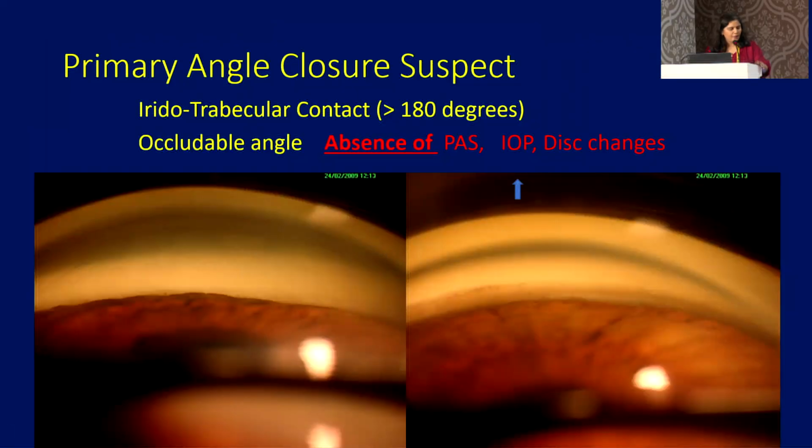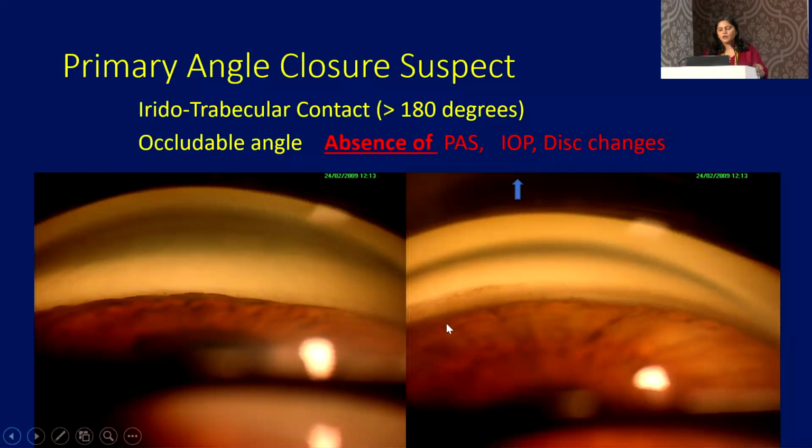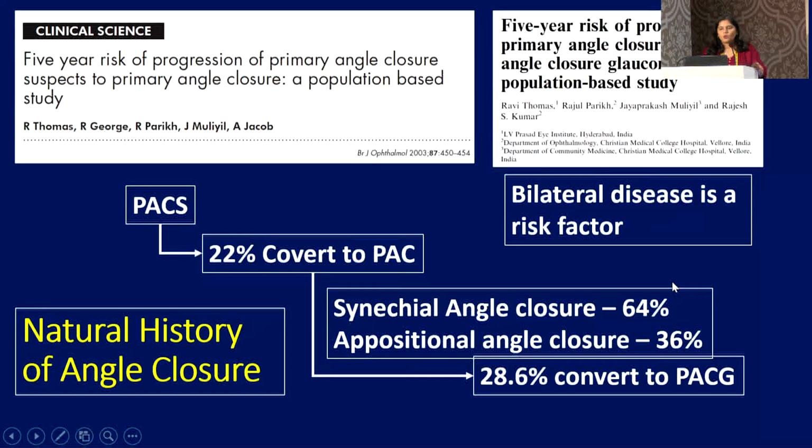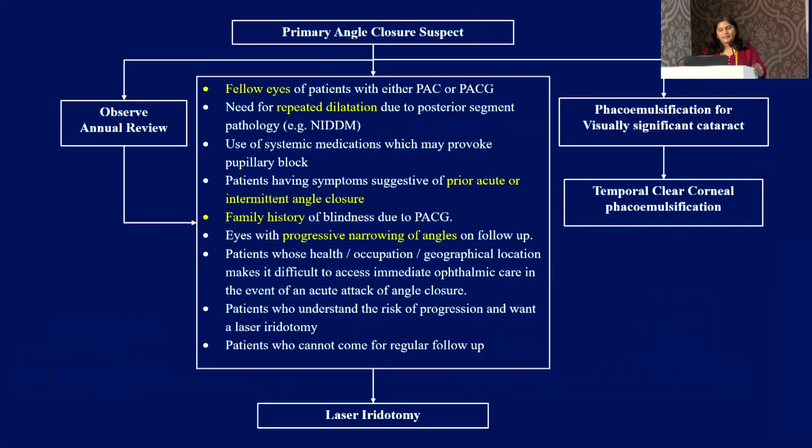So now coming to primary angle closure suspects. Primary angle closure suspects have iridotrabecular contact in 180 degrees. However, when you open up the angle, there is no PAS. The IOP is normal and disc changes are okay. However, it's important to know that 22% of these can convert to primary angle closure in 5 years. So keeping this in mind, where do you do a YAG iridotomy in a primary angle closure suspect?